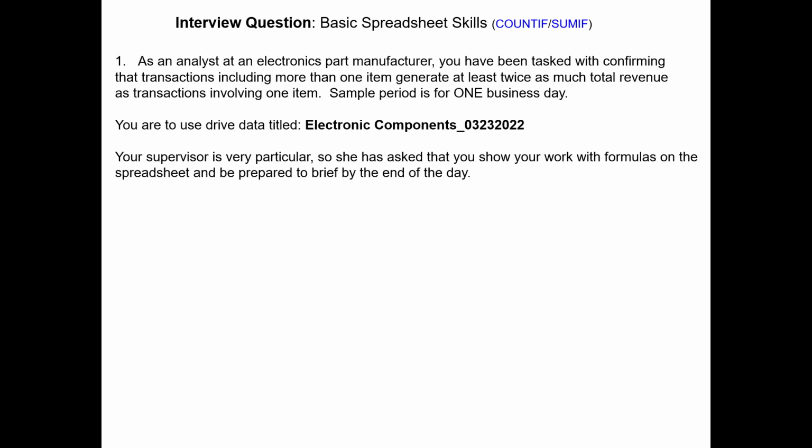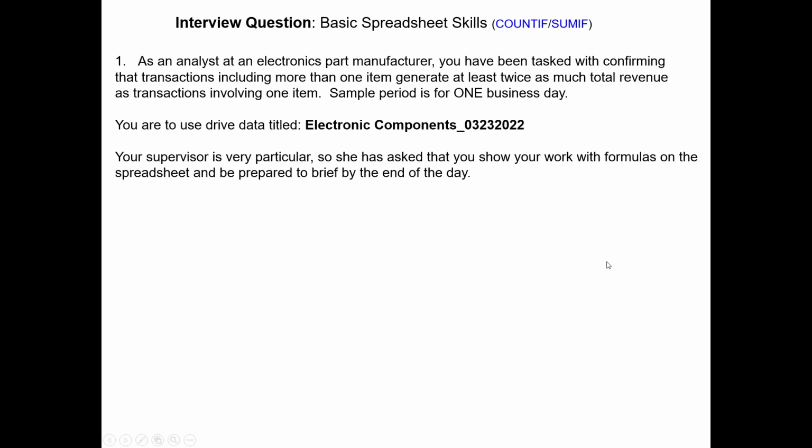They usually give you like 10 minutes, 15 minutes, I think was fair. I think it was enough time to get in and do what needed to get done. Your supervisor is very particular, so she has asked that you show your work with formulas on the spreadsheet and be prepared to brief by the end of the day.